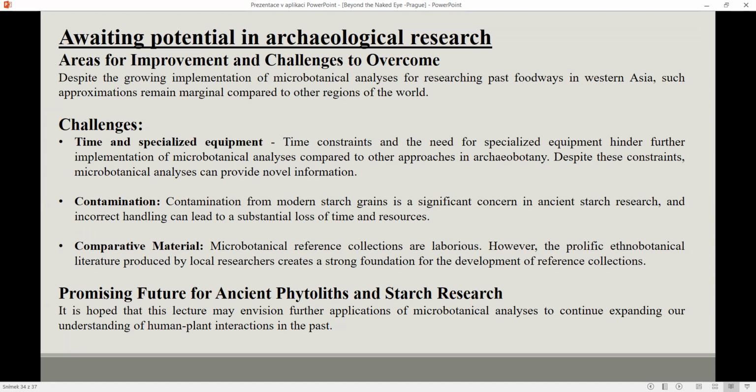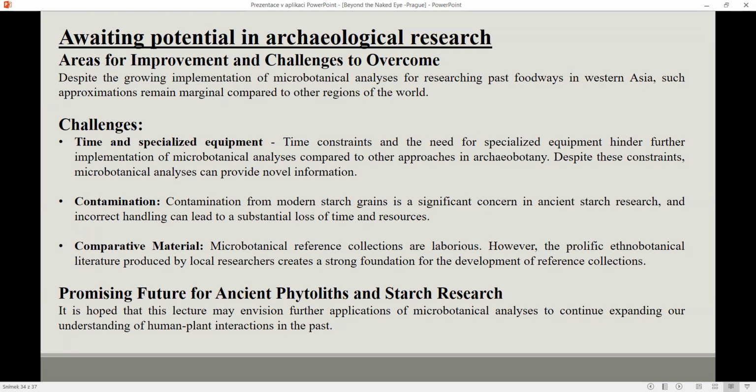Contamination is another challenge. Contamination from modern starch-rich material is a significant concern in ancient starch research, and indeed, incorrect handling can lead to substantial loss of time and resources, but for me, most importantly time, because we are only able to see if a sample is contaminated after we do the sampling and the laboratory protocol, two or three months, and then look at the microscope and see the sample is contaminated.